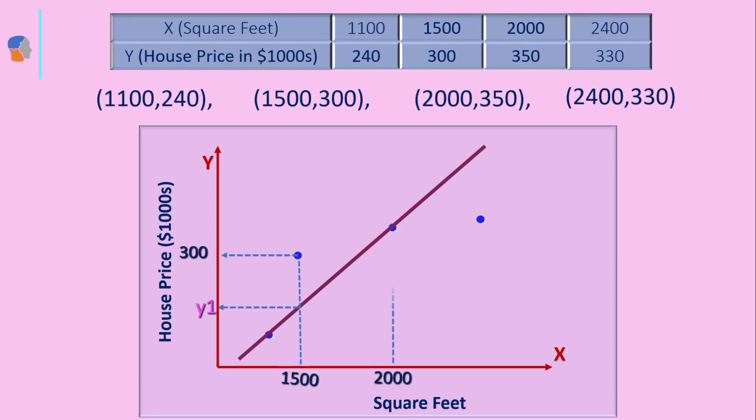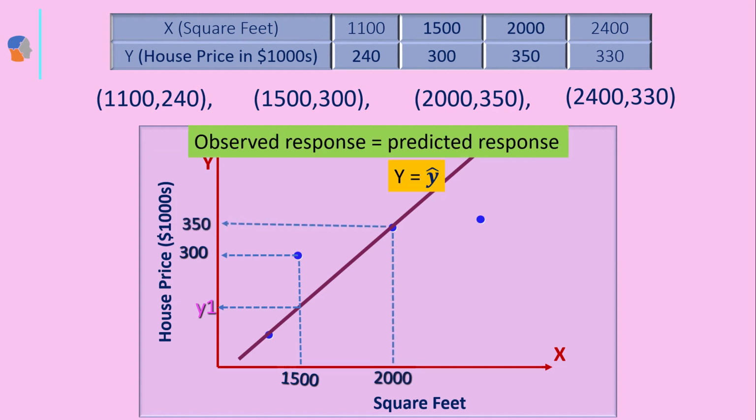Now consider this point. X is 2000, y is 350. This point is on the line. Therefore, observed response and predicted response are both the same. That means y equals y hat.